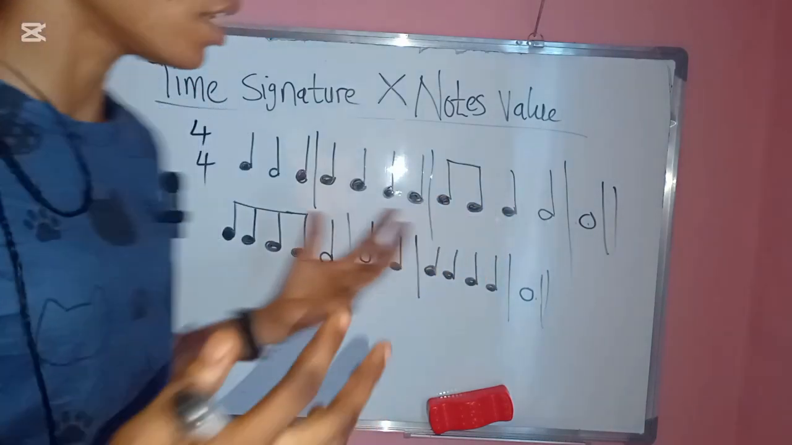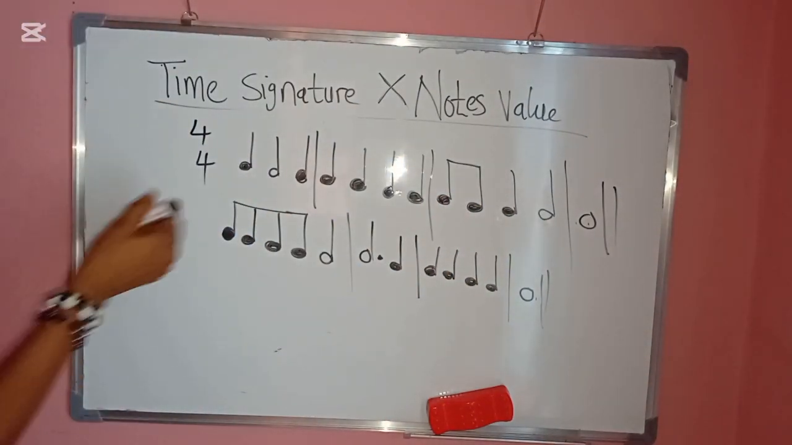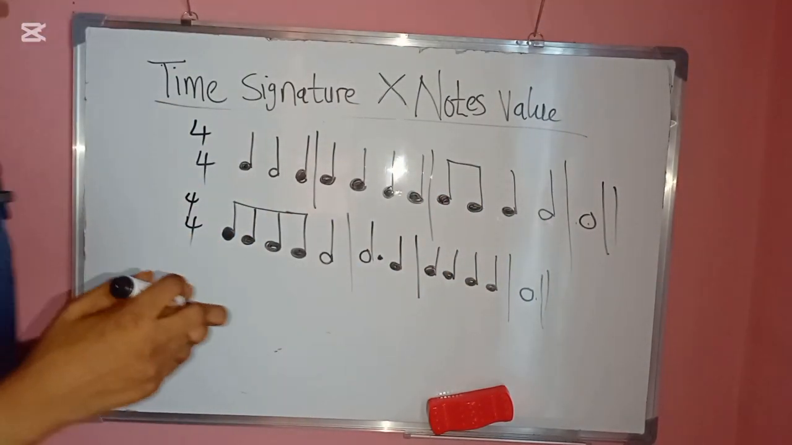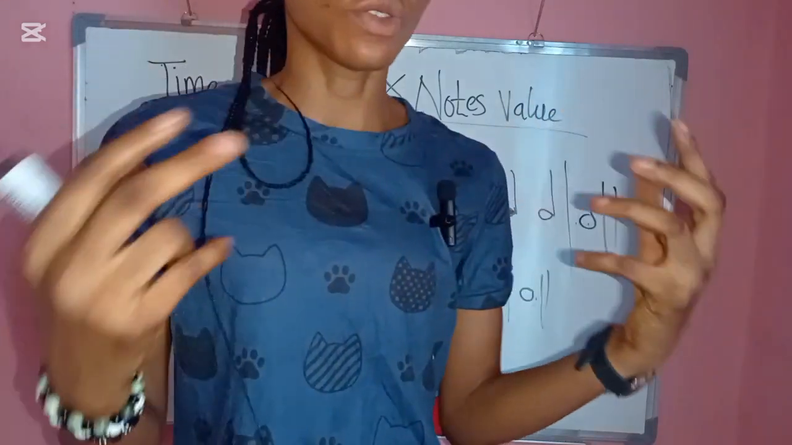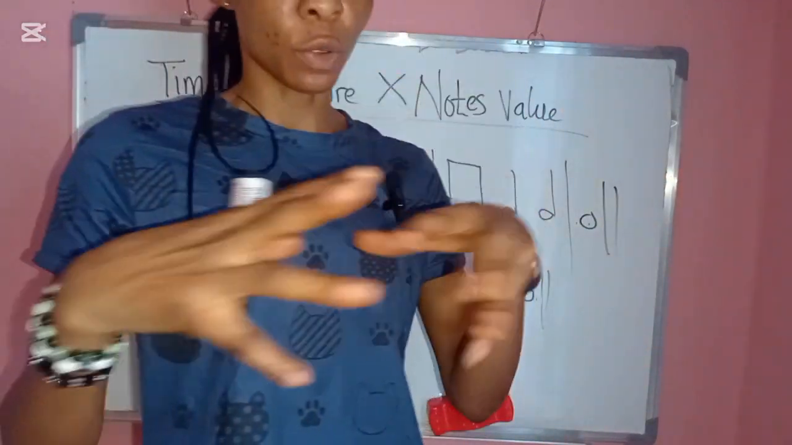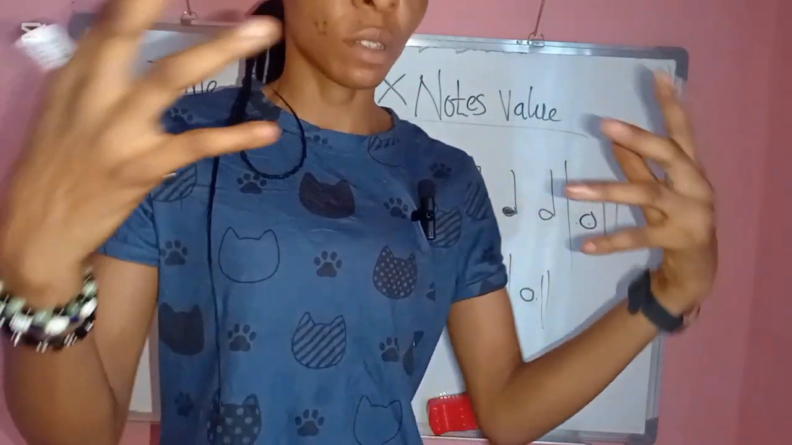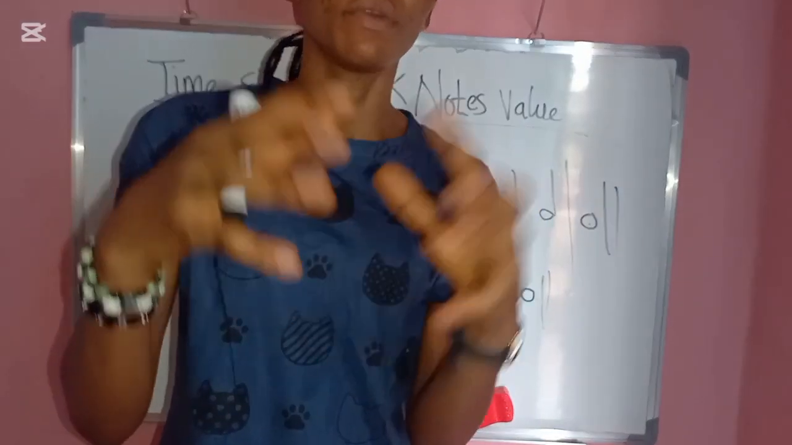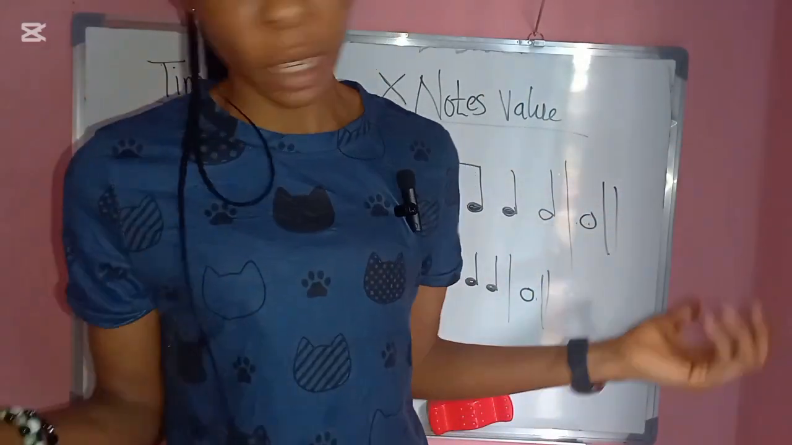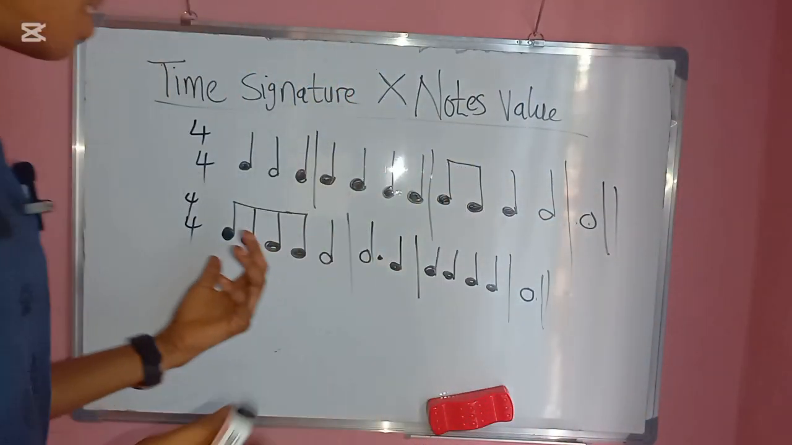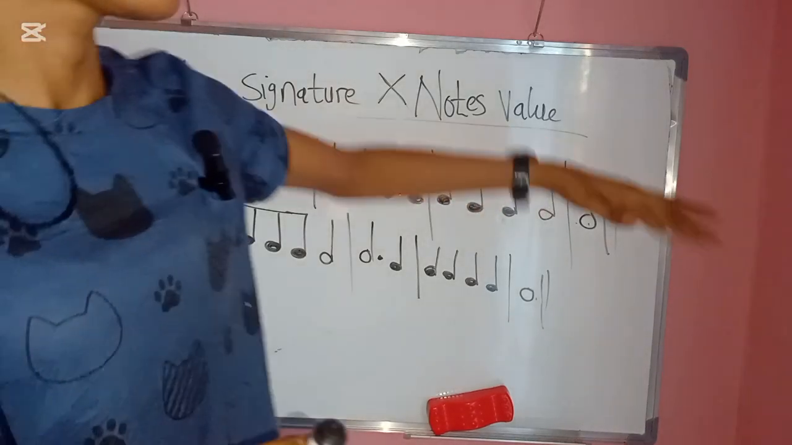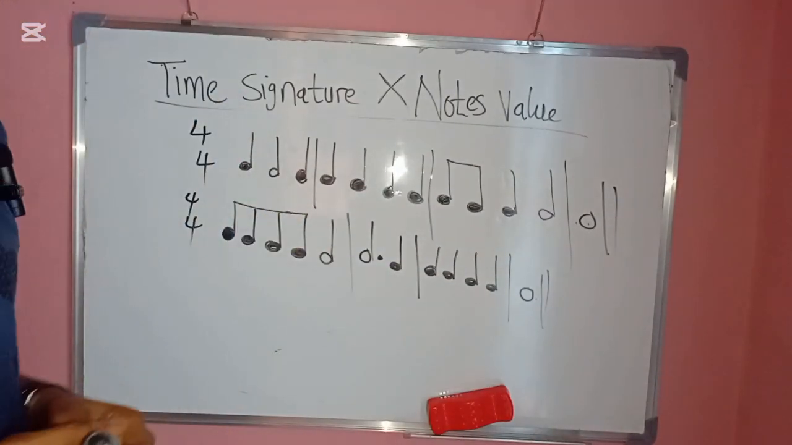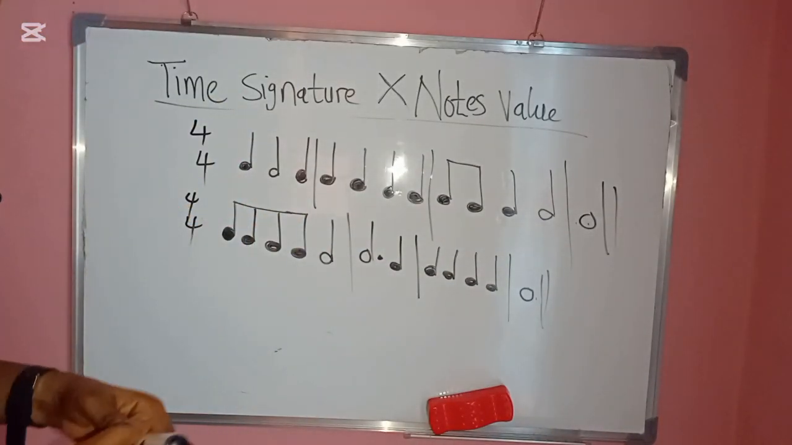But whatever you see in the music, for instance, that is 4/4 time, that means whatever notes you see there must be equivalent to 4 crochets in a bar. You must sum it up to become 4 crochets in a bar. It can be any note like we are seeing it here. So let's try out the calculation and see how this works in music.